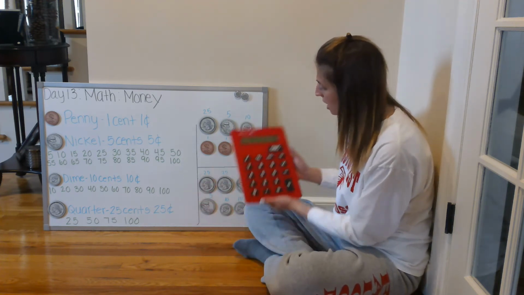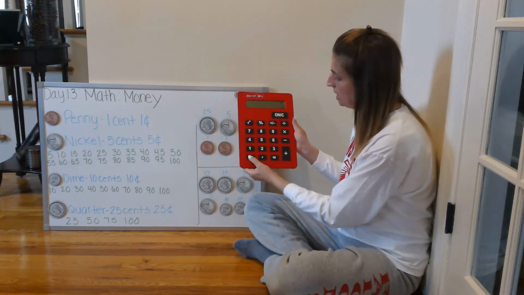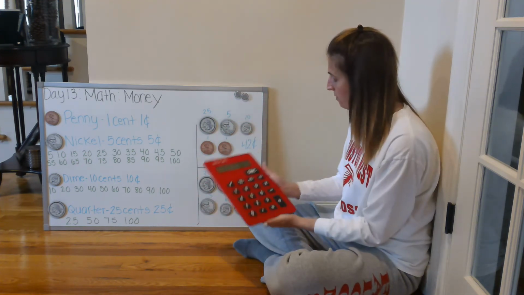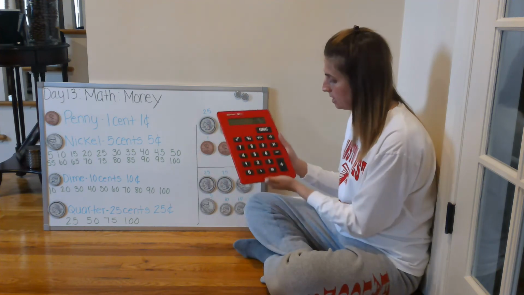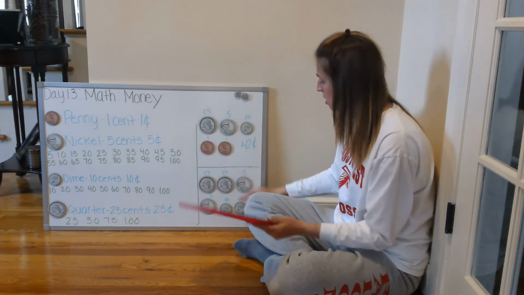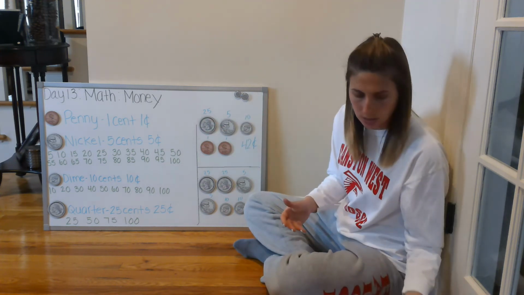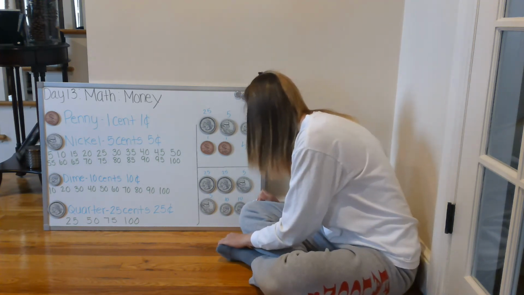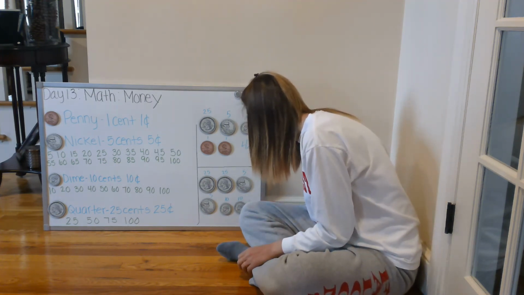So remember, in our calculator it would be 0.25 plus 0.25 plus 0.05 plus 0.05 plus 0.10 plus 0.10 equals, and your total is 80 cents. Let me try that again. 80 cents. So that is our total.